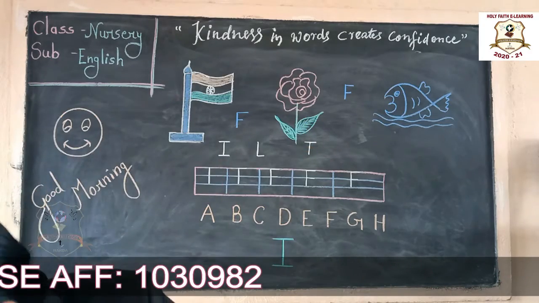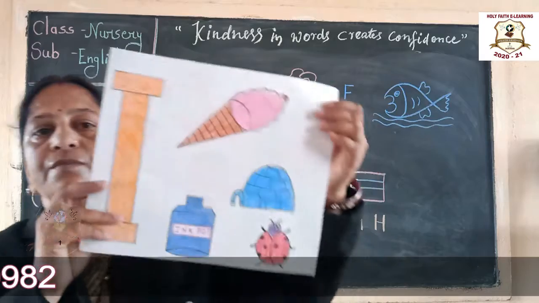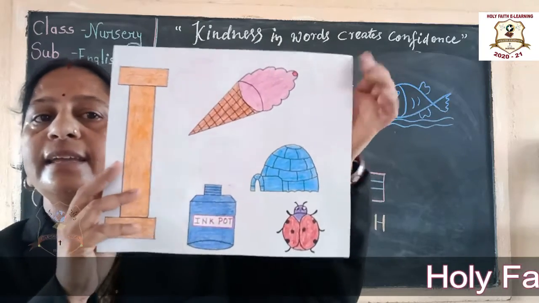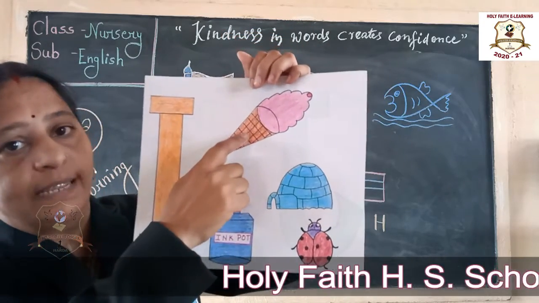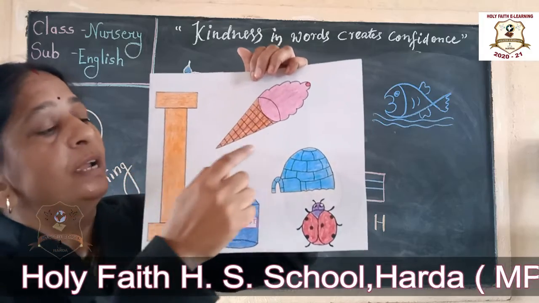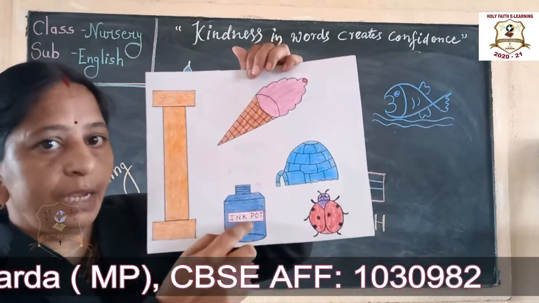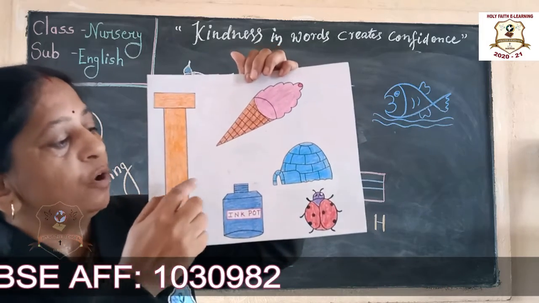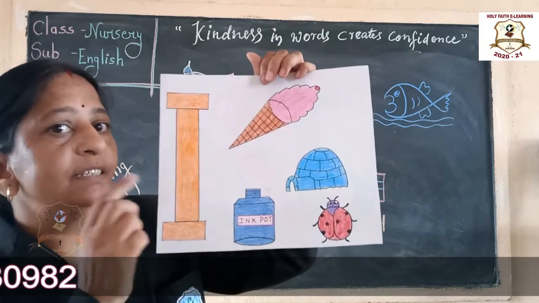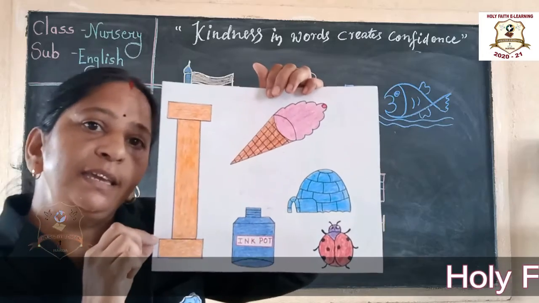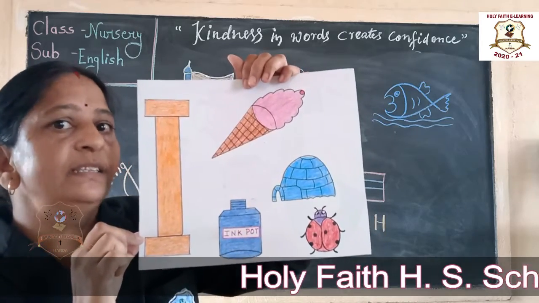Now today we will learn I. Which letter is this? I for igloo. I for ink pot. I for insect. And sound of I is E.